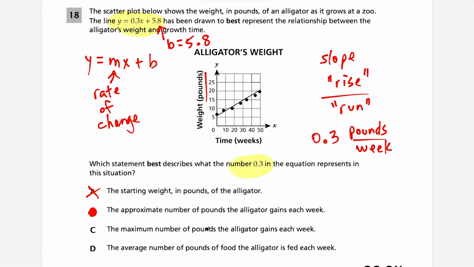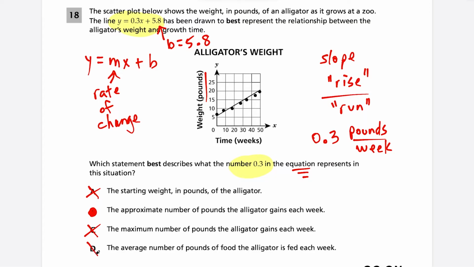This one here, I know they're saying pounds per week, but remember, if we're using a linear model here to represent the alligator's weight, there's not going to be a maximum number of pounds that the alligator gains each week. We're just looking at the average rate here, okay, that this is going to be a constant rate of change if we're using the line. So that's why C is kind of close, but we're not looking at the maximum because using this equation, the weight is going to be changing by the same amount each week, okay, using this line here, because it's which statement best describes what it represents in the equation. So C is out.